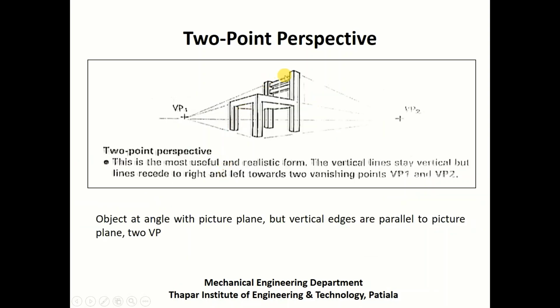The same example of the chair can also be seen in this case. We can see the chair has got all the vertical edges parallel, so there is no vanishing point along the vertical side. However, these edges on this side when extended will meet here, that is VP1. The edges on this side of the chair when extended will meet on this side, that is VP2.